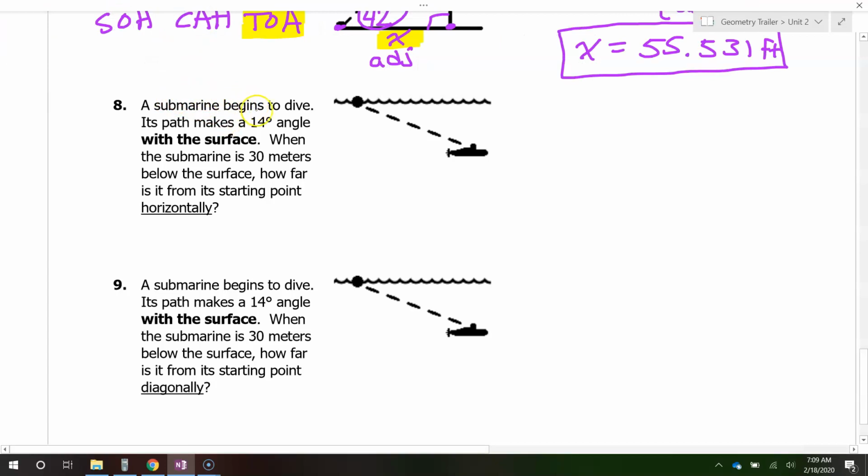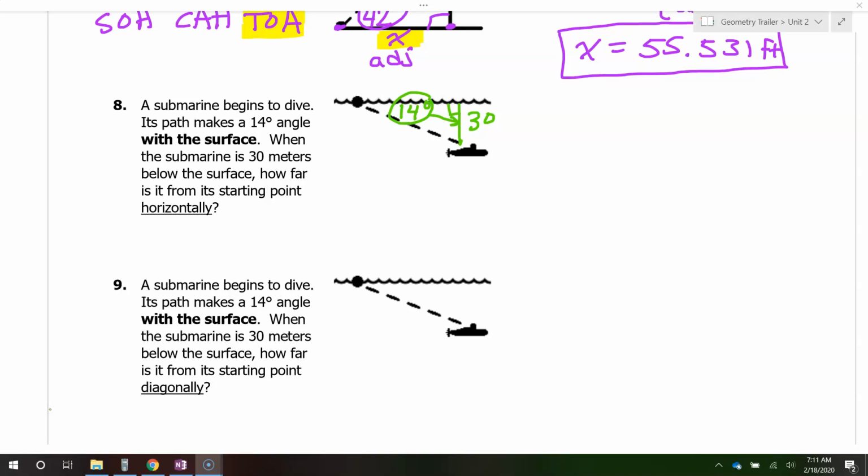A submarine begins to dive. Its path makes a 14-degree angle with the surface. All right, so there's the surface, here's the path. They're telling us that we are dealing with a 14-degree angle. When the submarine is 30 meters below the surface, all right, so that means if I were to drop this line straight down, that would be 30 meters down. Okay, so how far is it from its starting point horizontally?